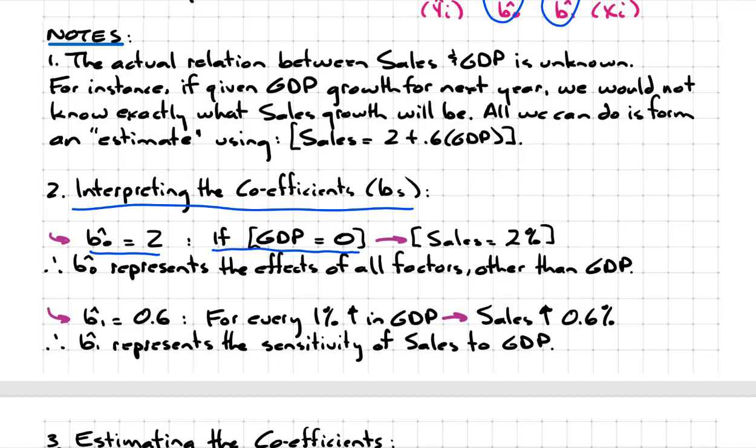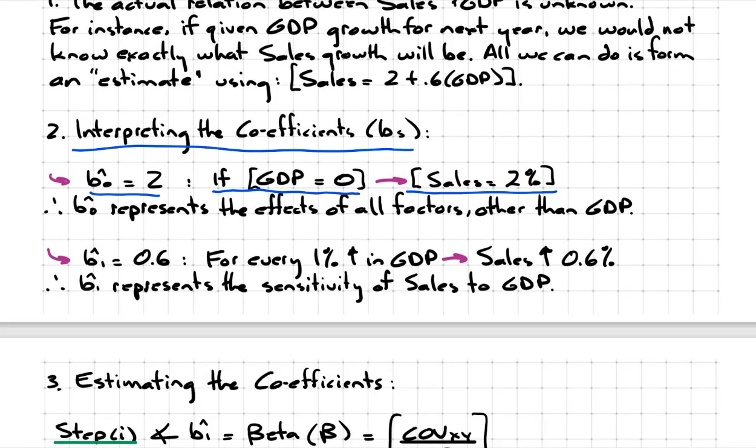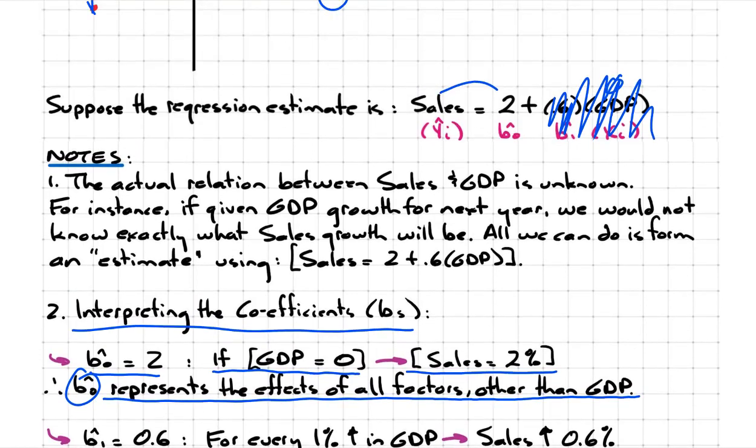If GDP was to equal 0, sales would be 2%. So let's see if that checks out. So if GDP, if this was 0, what would happen? So 0.6 times 0, it'd be 0. So therefore, sales growth would only be 2%. So therefore, B0 represents the effects of all factors other than GDP. So let's go back to this framework and see what that means.